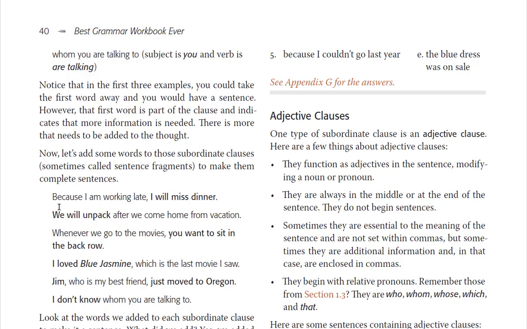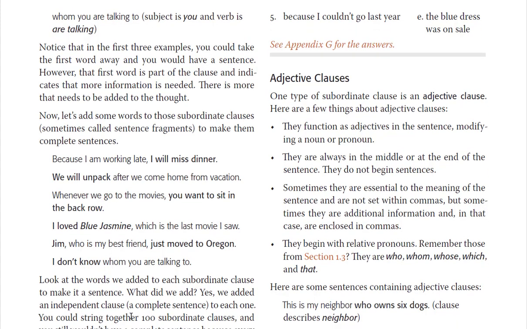But when your dependent clause comes at the beginning of the sentence, you have to have a comma. Whenever we go to the movies, you want to sit in the back row. So you always have to have an independent clause to complete the dependent clause, to complete the thought. I love Blue Jasmine, which is the last movie I saw. Jim, who is my best friend, just moved to Oregon. I don't know whom you are talking to.